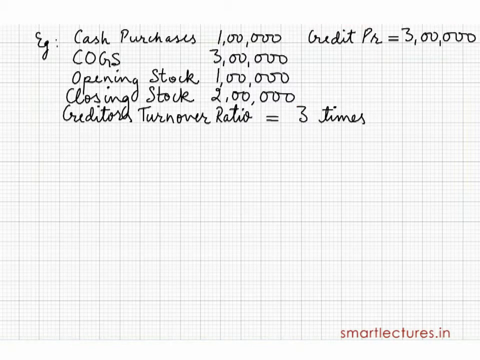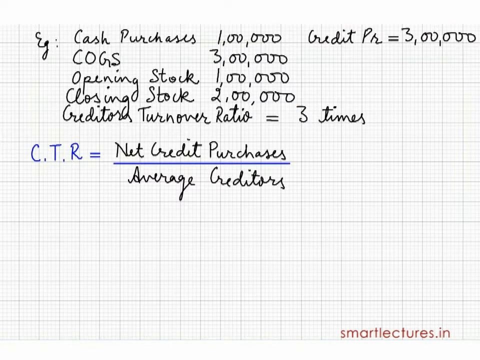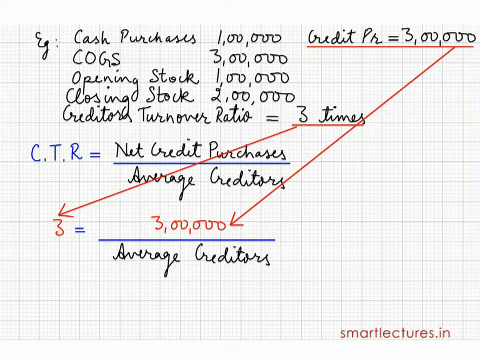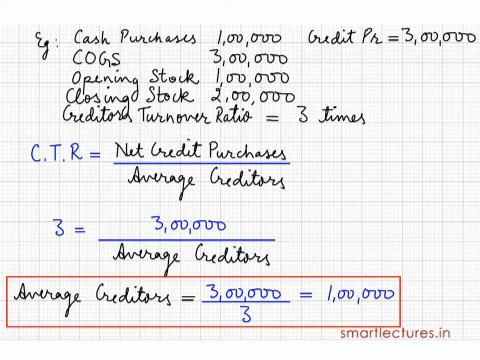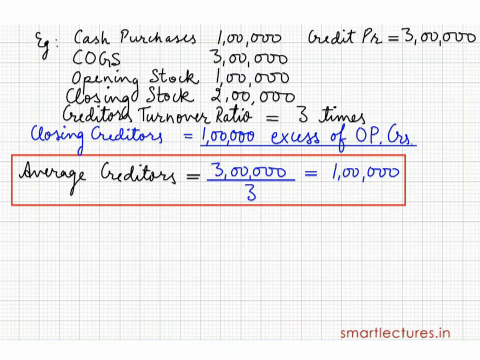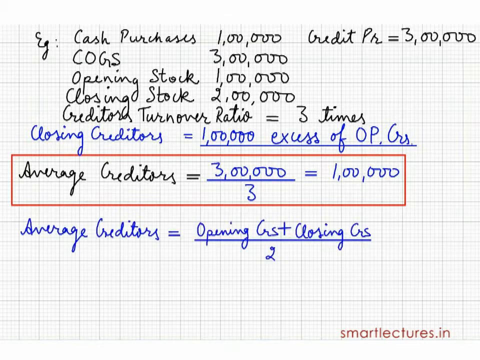So creditors turnover ratio is equal to credit purchases upon average creditors, and that will be 3 is equal to 3 lakhs upon average creditors. Or we can say 3 into average creditors is equal to 3 lakh rupees. Or average creditors is equal to 3 lakh upon 3, means 1 lakh rupees. So our average creditors are rupees 1 lakh. You know average creditors is equal to opening creditors plus closing creditors upon 2.